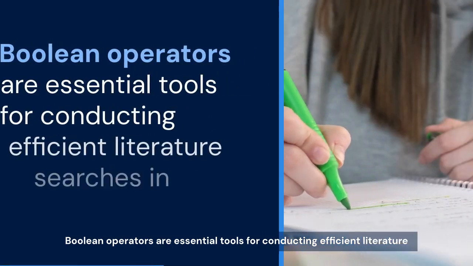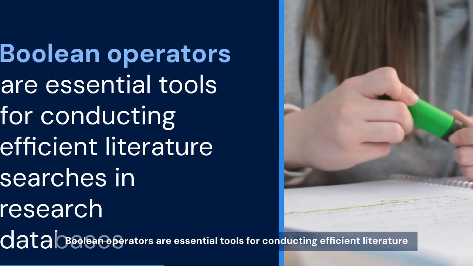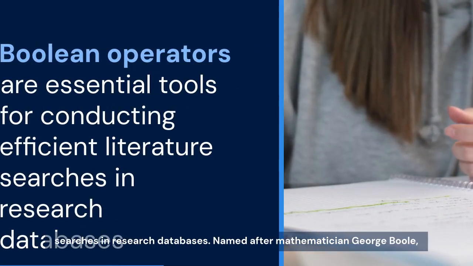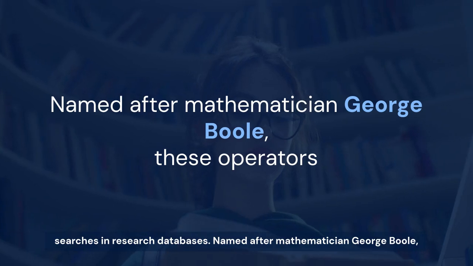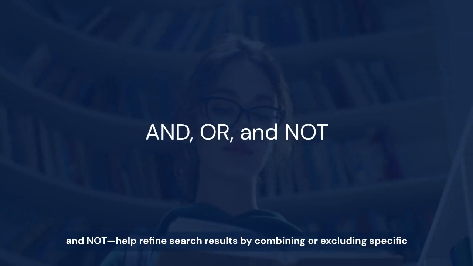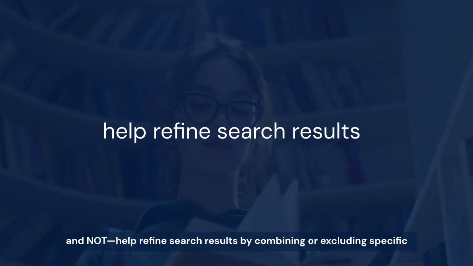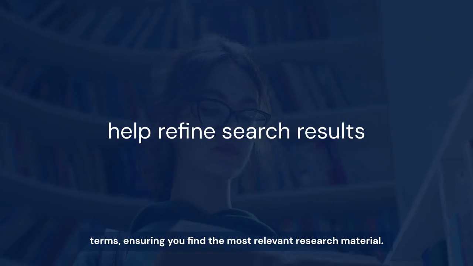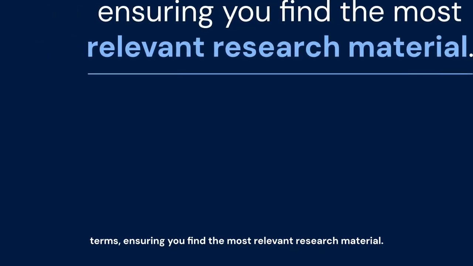Boolean operators are essential tools for conducting efficient literature searches in research databases. Named after mathematician George Boole, these operators, AND, OR, and NOT, help refine search results by combining or excluding specific terms, ensuring you find the most relevant research material.